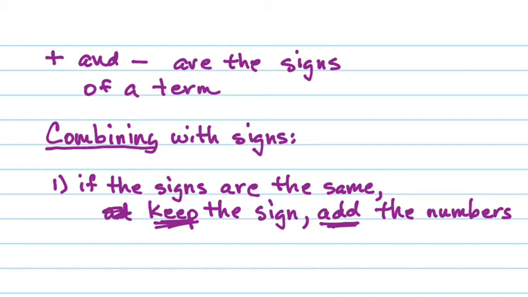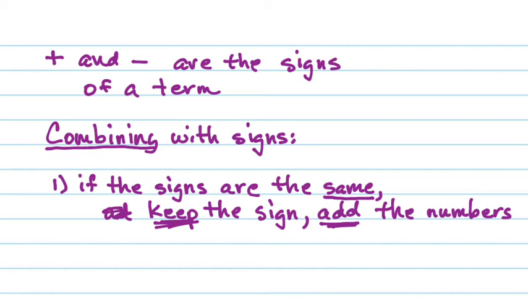So it doesn't matter if they're both positive or if they're both negative. What we're interested in is whether the signs are the same or different. Okay? And if they are the same, either both positive or both negative, then we're going to keep whatever sign they have, so they'll stay positive or stay negative, and then we'll simply add the numbers together.